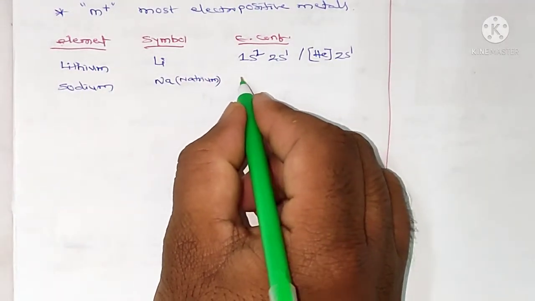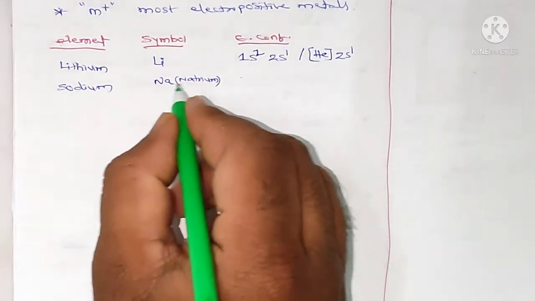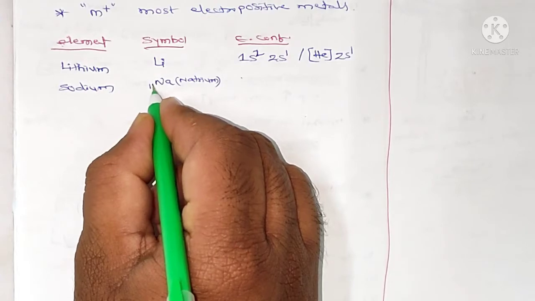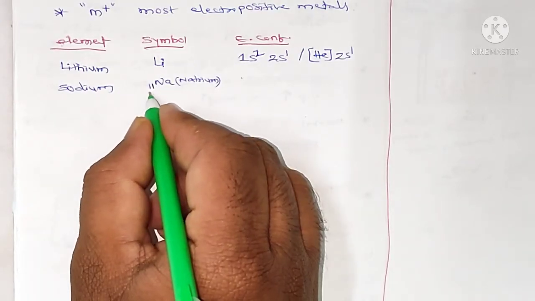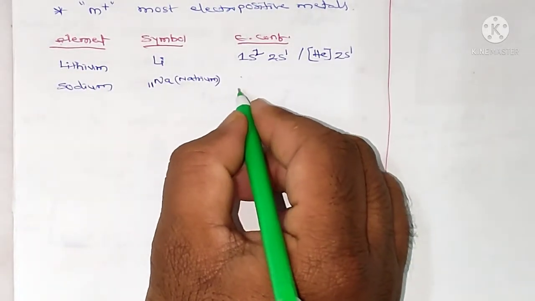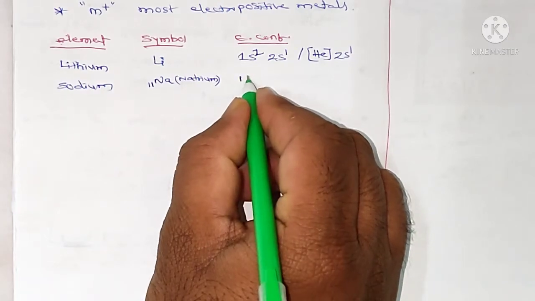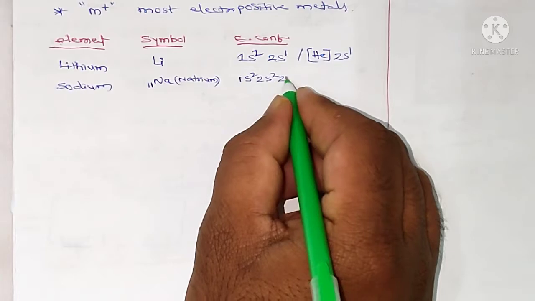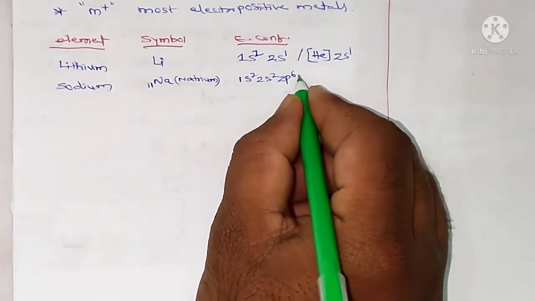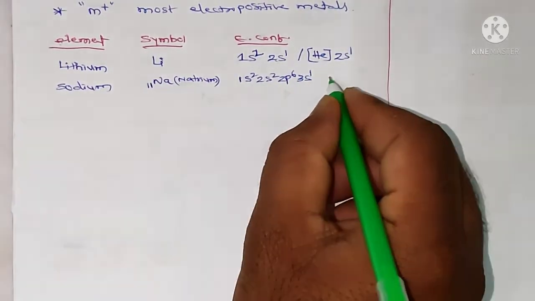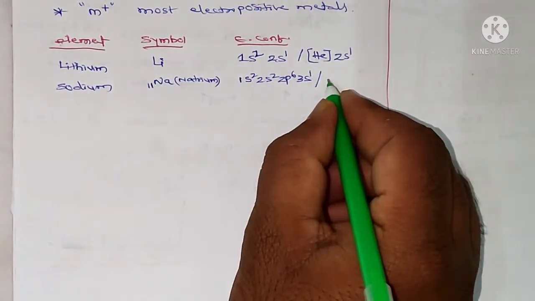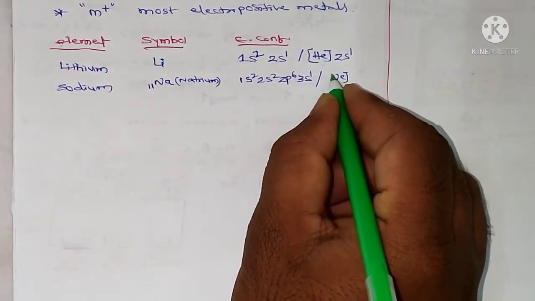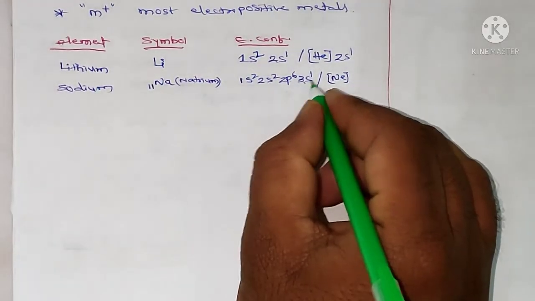Its atomic number is 11, so the number of electrons in sodium is 11. For those 11 electrons, the electronic configuration is 1s2, 2s2, 2p6, 3s1. Or we can also write that up to 10 is the neon electronic configuration, and 3s1.